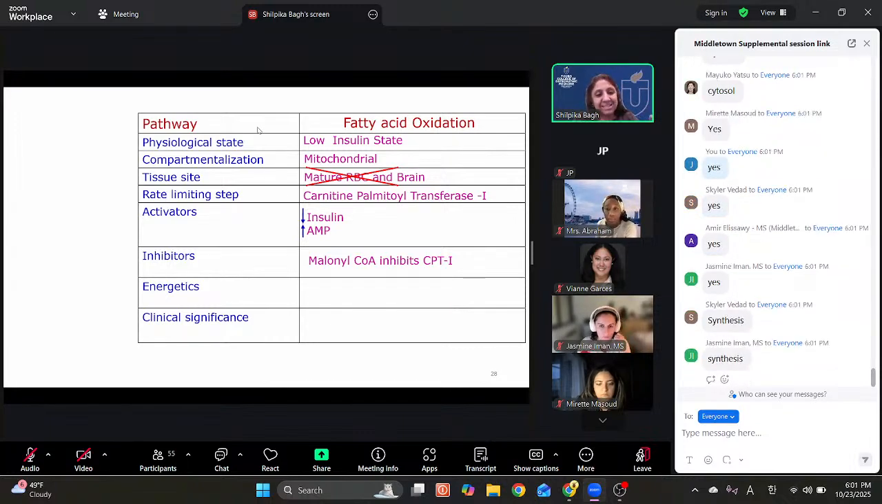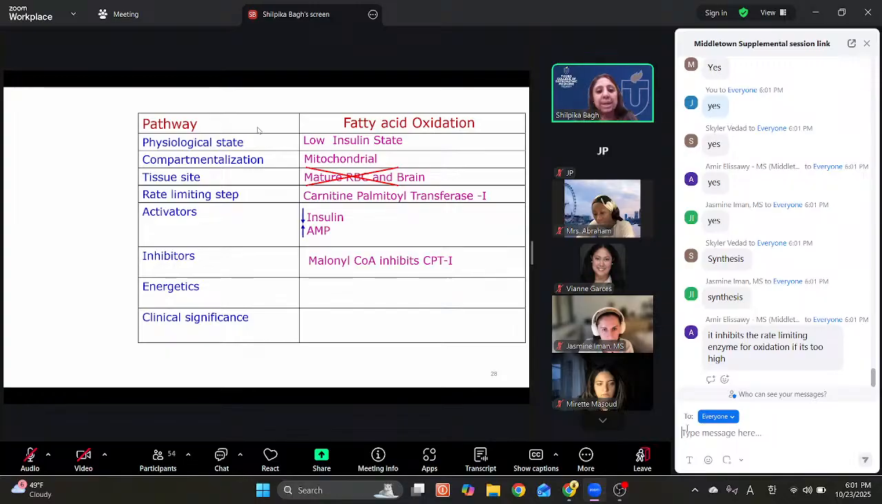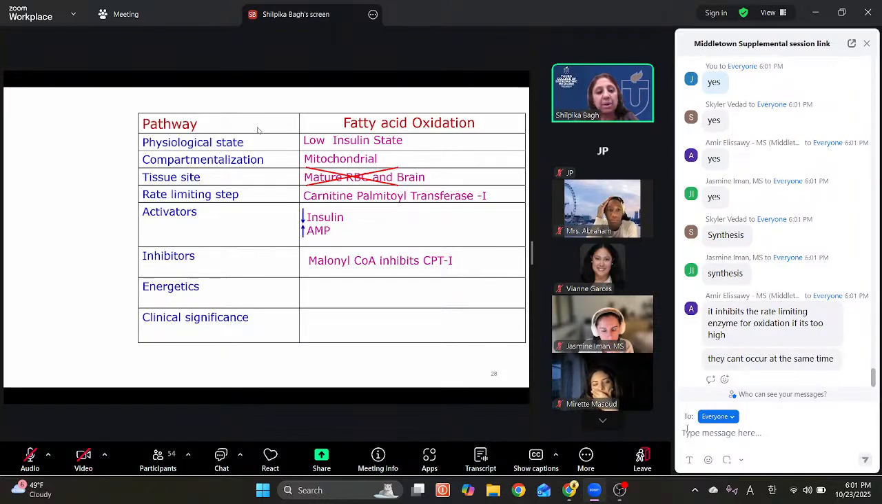Fatty acid synthesis. Now, can these two cycles go hand in hand? It will be futile. So that is why high malonyl-CoA wants to finish fatty acid synthesis, and it's an inhibitor of fatty acid oxidation. Yes, when malonyl-CoA is high in the cytosol, it inhibits the rate-limiting enzyme for fatty acid oxidation, which is CPT1, because synthesis and oxidation cannot go at the same time.